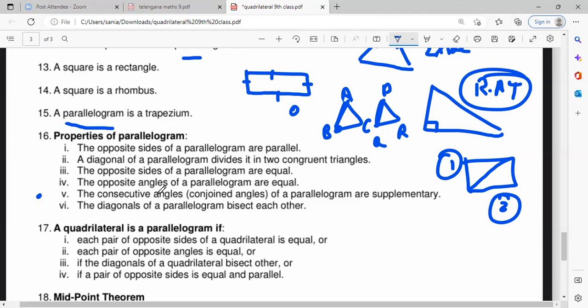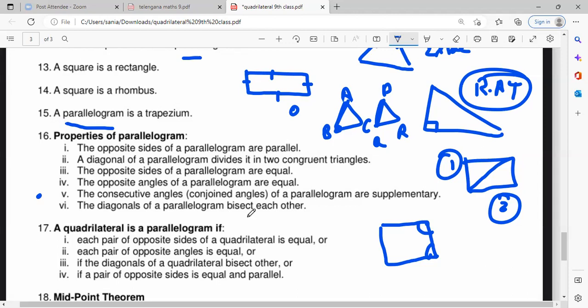Consecutive means? Like one after one, right? For example, the consecutive angles of a parallelogram are supplementary. So for example, over here, these are the angles. This is a parallelogram, this angle and this angle, they are one after another. So what will be the sum? It will be supplementary. Clear?